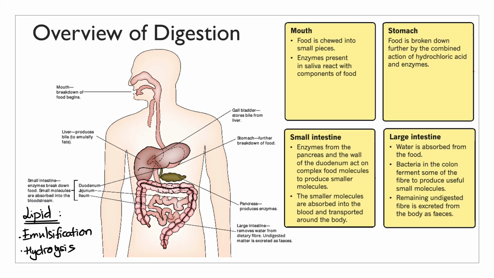We'll talk a little bit more about the large intestine later when we look at carbohydrates, but for now we're just going to focus on the small intestine, which is where all the action happens concerning lipids. All right, so let's start with emulsification, which is the first thing that will happen to a lipid molecule when it enters the small intestine.